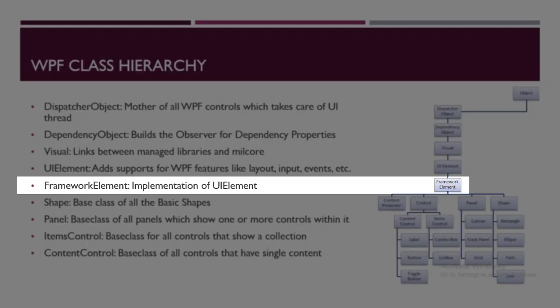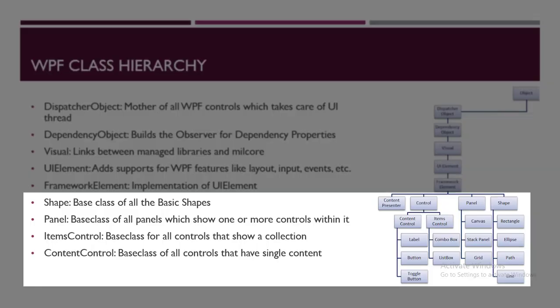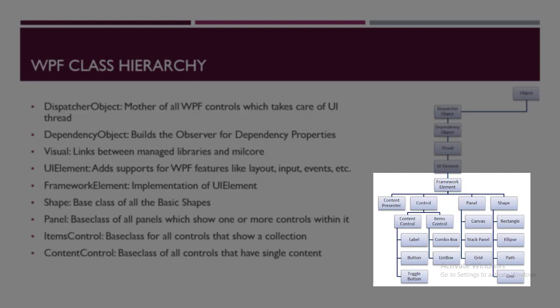Next is FrameworkElement, which is the implementation of UIElement, like how data binding will happen and how you can provide alignment, margin and so on. The next one is Shape, which is the base class for all the basic shapes. In FrameworkElement you can see there are mainly four parts: ContentPresenter, Controls, Panel and Shape. If you want to create a custom control, you can use ContentPresenter. If you want to show a collection, you go with ItemsControl, like ComboBox and ListBox. If you want to display a single content, you go with ContentControl, like Label, Button, ToggleButton, etc. There are also various types of panels available in WPF, like Canvas, StackPanel, DockPanel, Grid, etc. We will cover all this in our subsequent lessons.